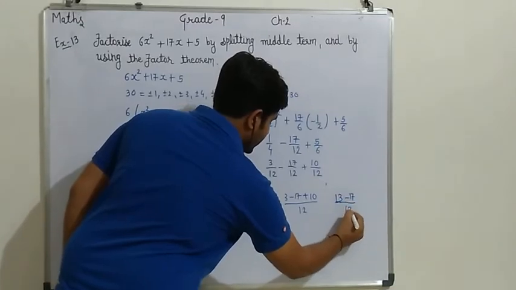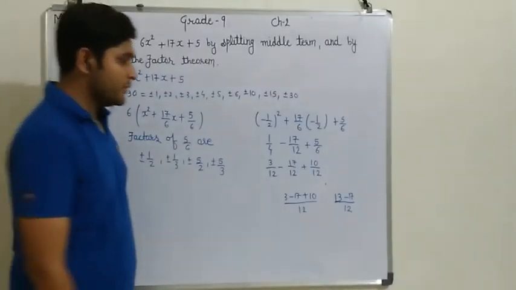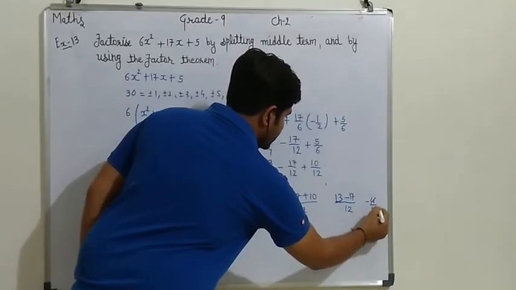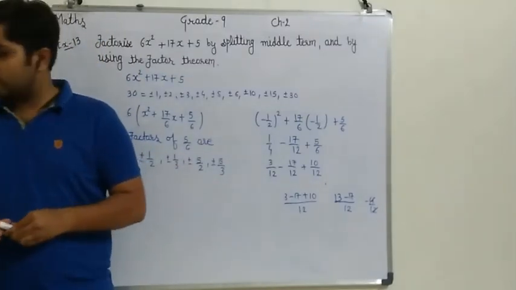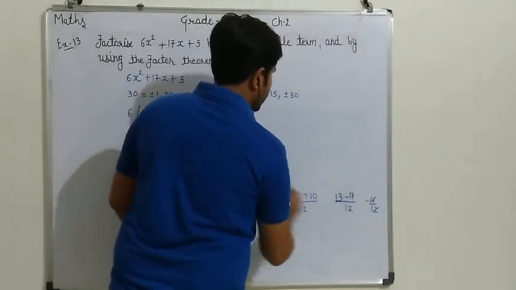By 12. So friends, 13 minus 17 is equal to minus 4. Minus 4 by 12. So the answer is not 0. So minus 1 by 2 is also not a factor of the given polynomial. Now let me see for 1 by 3.